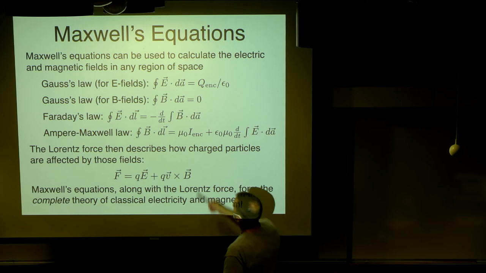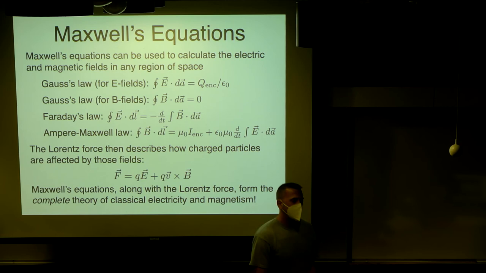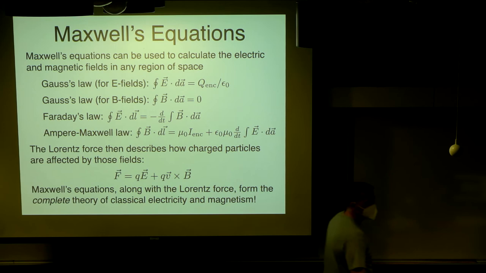Gauss's law for B fields, which I just showed you, which says the integral of B dot dA over some closed surface is always zero, is another one of Maxwell's equations. Then we have Faraday's law. That's what we went over in the last chapter.